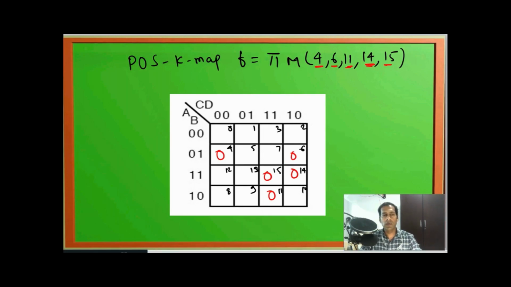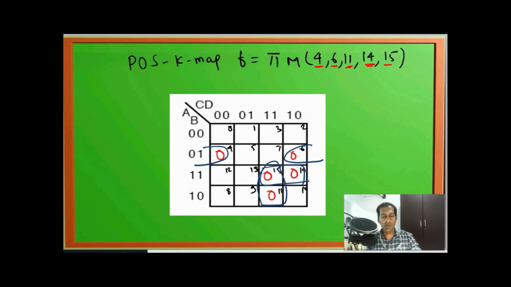Now remaining work is to make the pairs. First we will see if we can make pairs of 4. There are no 4, nothing in the corner. But we can make the pairs of 2. So this one we can pair with this one, and 14 and 15 we can pair, and 11 and 15 we can pair.